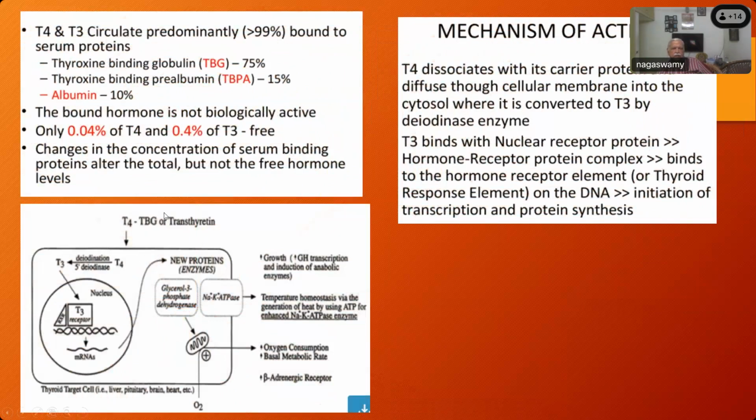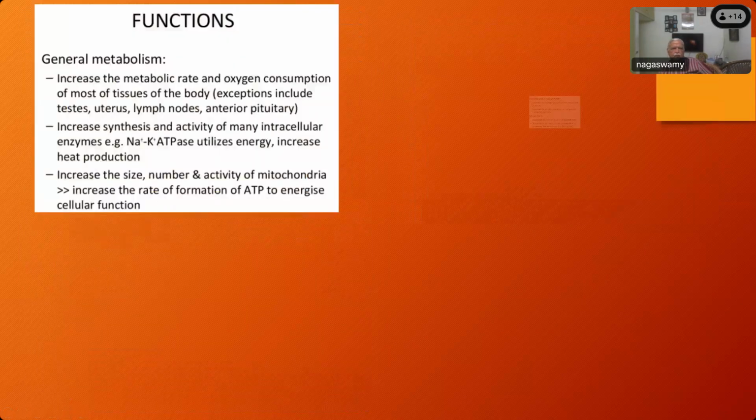It is a nuclear receptor activator. Thyroxine hormone T3 ultimately acts on the nuclear receptors to produce new proteins and then activates all these things: growth, temperature, oxygen consumption, beta adrenergic activity. So that is the basic physiology.